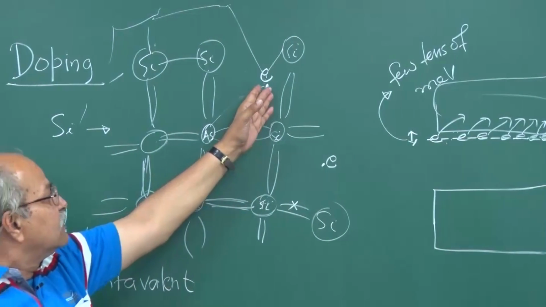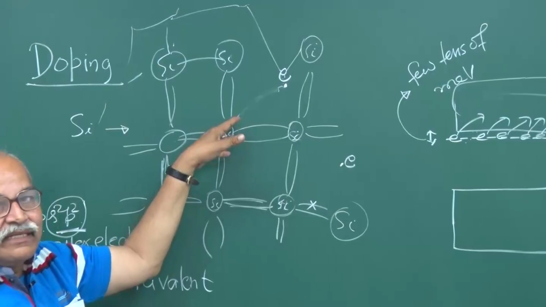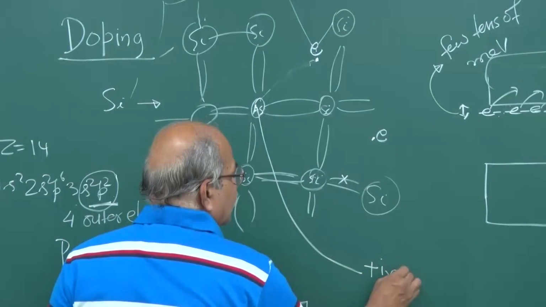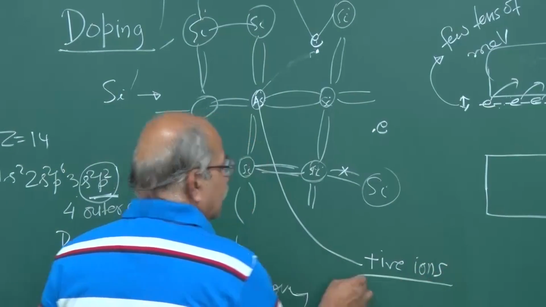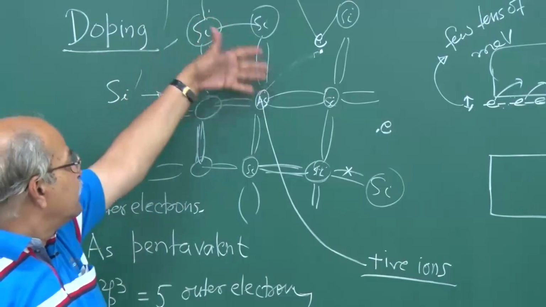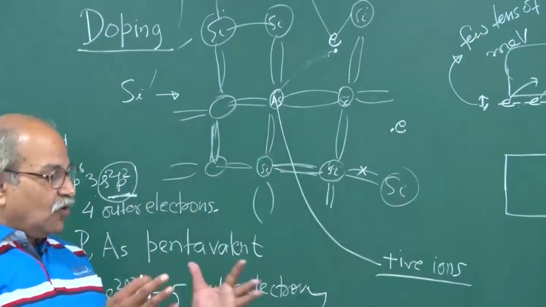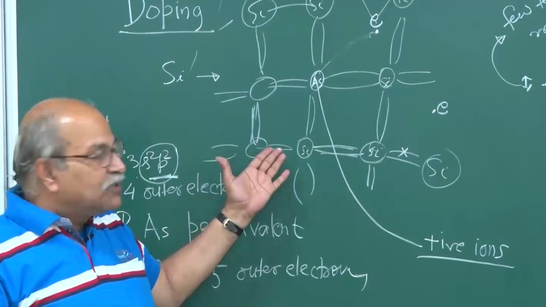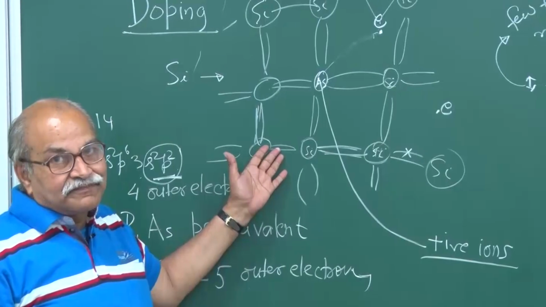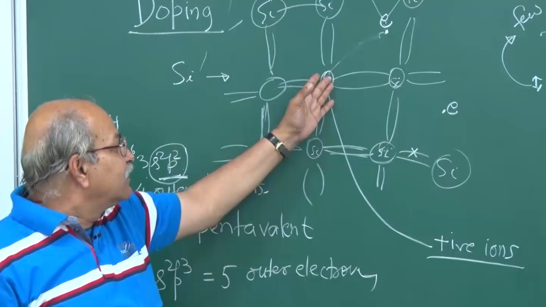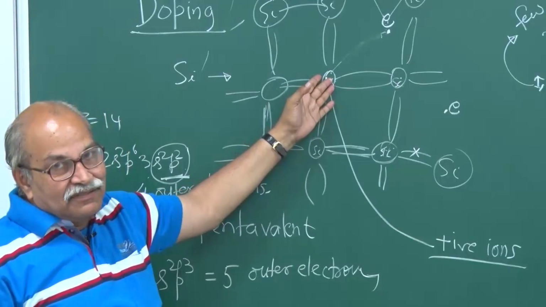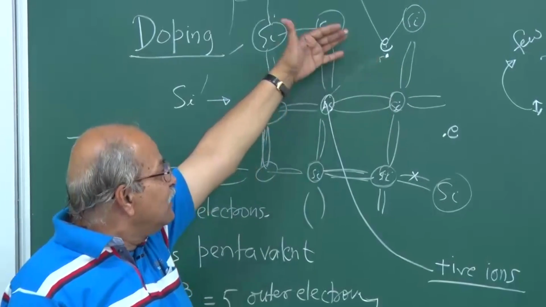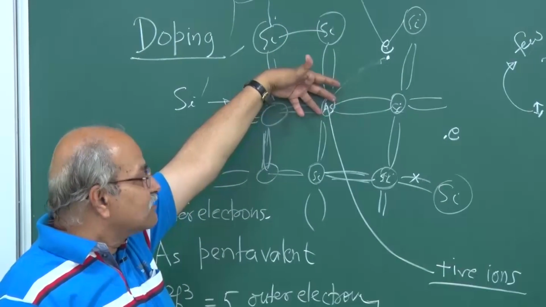Okay, and once this electron leaves this arsenic, this becomes a positive ion. All these silicon which are here, where the bonds are not broken and all bonds are intact, it's electrically neutral. You have same number of protons and same number of electrons. But here the number of protons remains the same and one electron has gone somewhere else. So this leaves behind this positive ion.